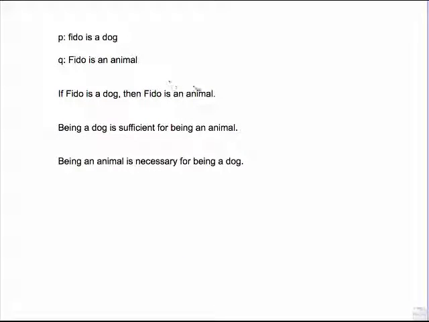Here's another example that might help you with the sufficient and necessary idea. So P is a statement, Fido is a dog. Q is a statement, Fido is an animal. If I want to do if P, then Q, then this is my statement. If Fido is a dog, that's my P, then Fido is an animal, that's my Q. Now remember, what precedes the arrow has to be the sufficient part. So Fido is a dog is my sufficient part. And the last part is Fido is an animal.